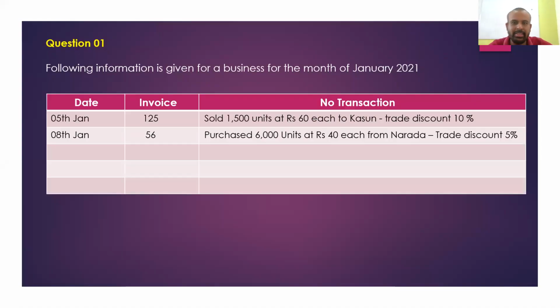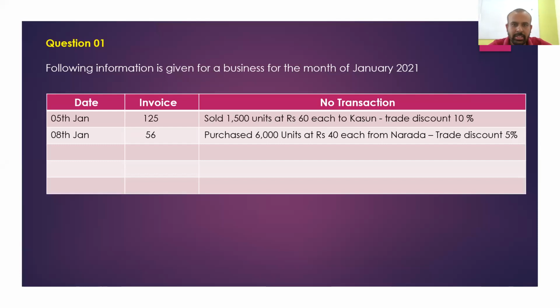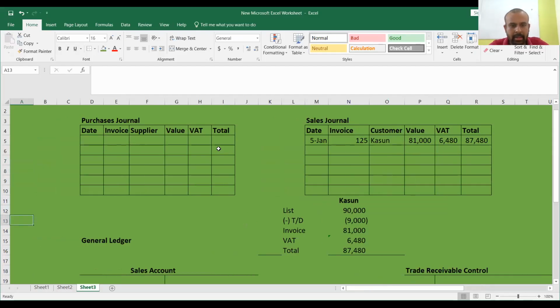That's a credit purchase, 6,000 units at 40 each, 8 January. Right. Okay.